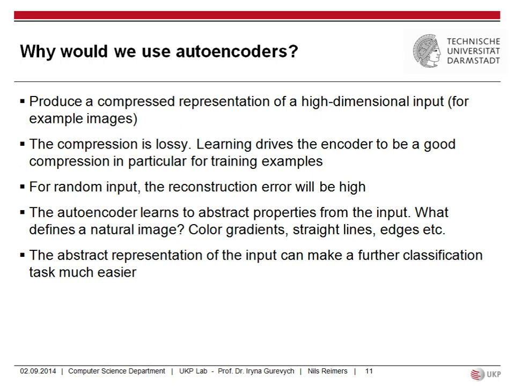So when we present images of 1,000 times 1,000 pixels to our autoencoder, it learns the structure of my images. For random input, the reconstruction error will be high, but for real images, it will be really low. The autoencoder learns to abstract properties from the input, so it learns the structure of a real image. This can make further representation and classification much easier, because then you do not train on a 1-million-dimensional space, but maybe only on a 100-dimensional space. When you reduce the 1 million input pixels to 100 hidden states, classification becomes a lot easier.